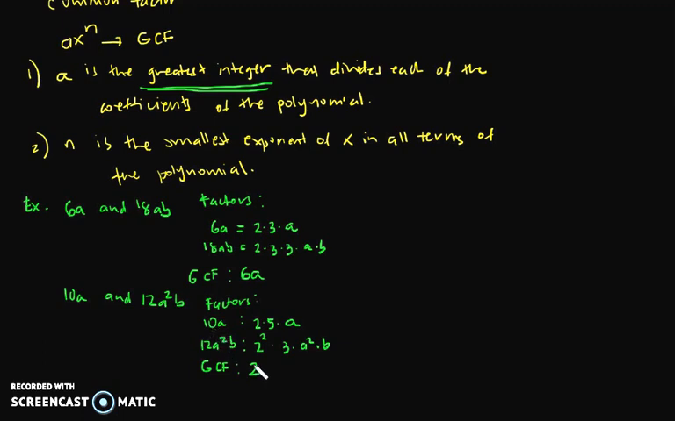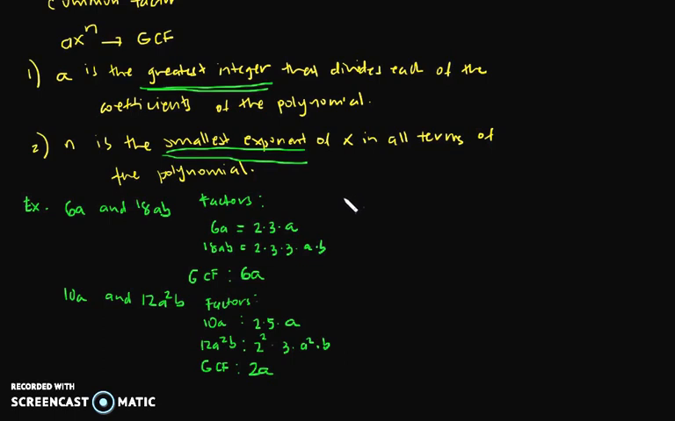So how about for the variables, or for n? So n is the smallest exponent of x. So here we have a squared b, and a. So smallest is a. So the GCF of 10a and 12a squared b is simply 2a. Okay. So for the next, I want you to answer it on your own, and then we're going to process it afterwards.